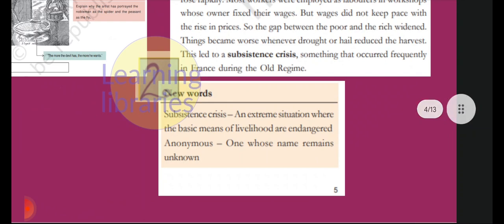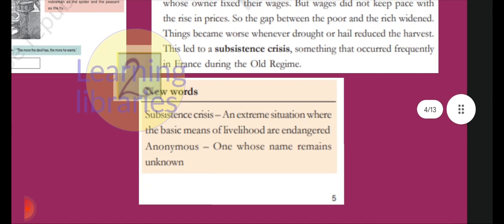So, what is a subsistence crisis? An extreme situation where the basic means of livelihood are endangered. Basically, there's not even a one day meal. Even for a one day meal, they have to struggle. One time food also, they have to struggle a lot.